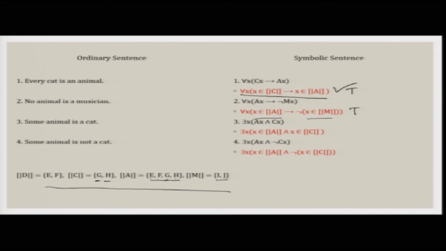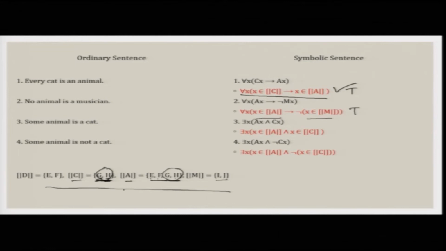Now, the third sentence, that is, some animal is a cat. There exists at least one x such that it belongs at the same time to the set of animals and the set of cats. Is it true? Look at the set of cats, which is G and H, and the set of animals, that is E, F, G, H. These are common members of the two groups. So, there is at least one thing. If 2 things are there, definitely there is at least one thing. If 1000 things are there, it is also true that at least one thing satisfies it. So, there is at least one thing, say G, and H is equally true, since they belong to both groups.